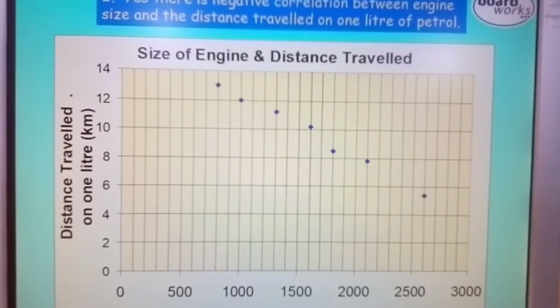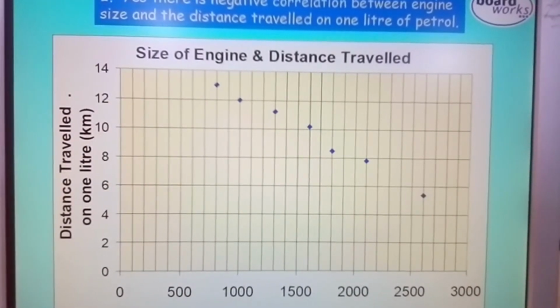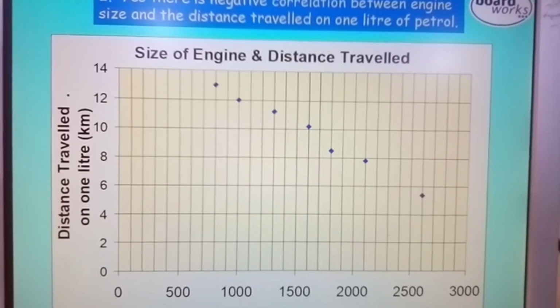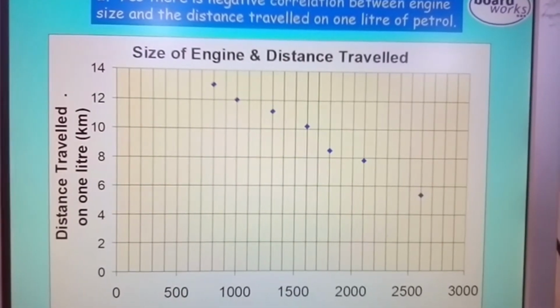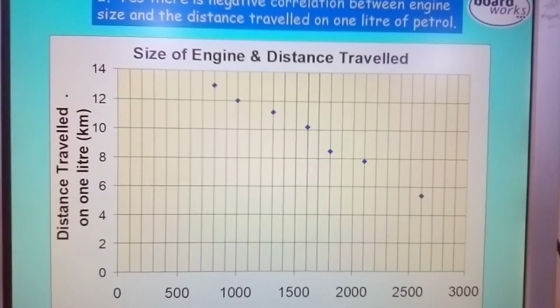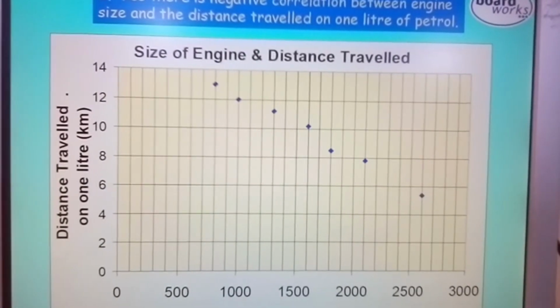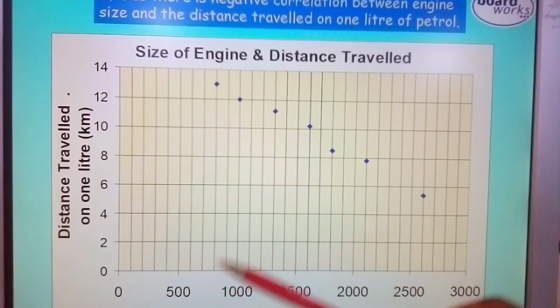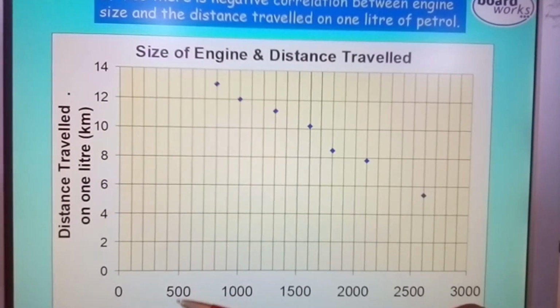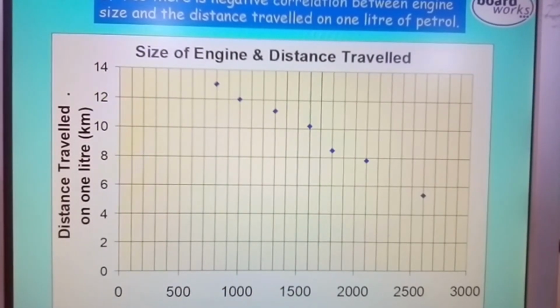And you can see here that in this case it's a negative correlation between engine size and the distance traveled on 1 liter of petrol. So engine size in milliliters: we don't have 500 milliliters, but we do have 1,000 milliliters, maybe 800. Yes, an 800 milliliter engine size.